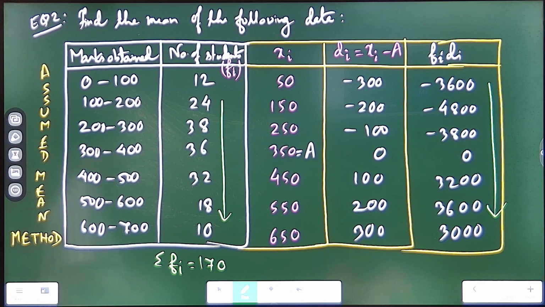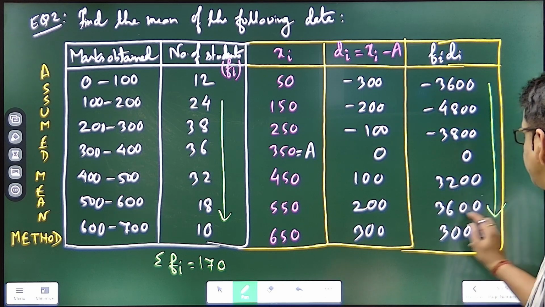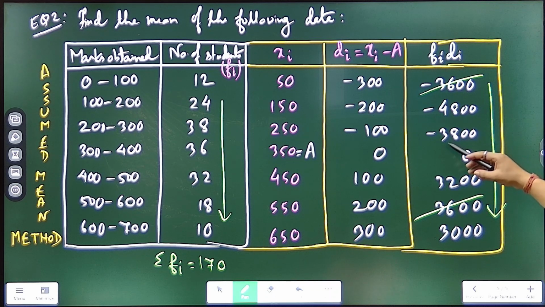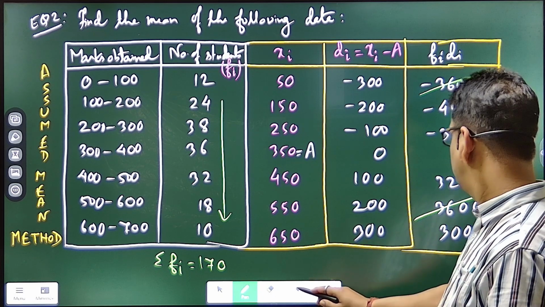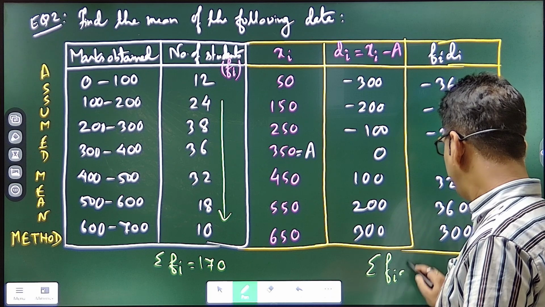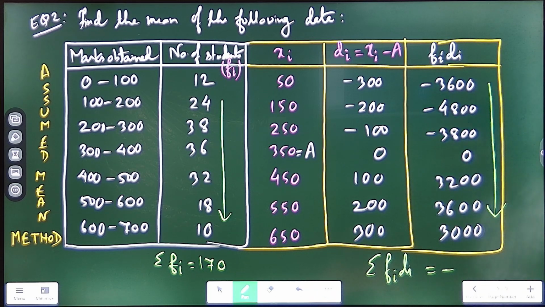Good. I can also make the calculation much easier. You see, the plus 3600 and minus 3600 cancel. Easy way is this. Yes or no? Look at this. Now 32 and 30, 6200. 6200 minus 6200. From here subtract these two. How much did you get? Minus? So this is your summation of fi di, I think it will come minus. Yes.